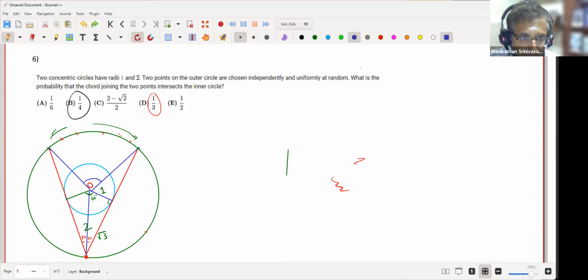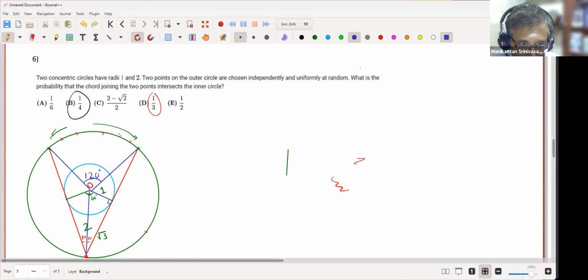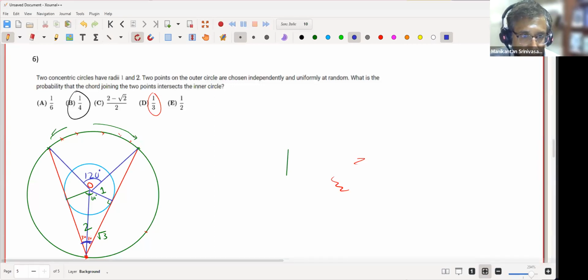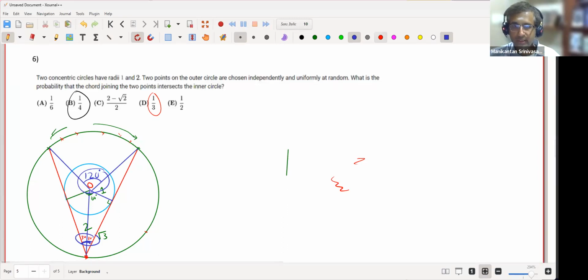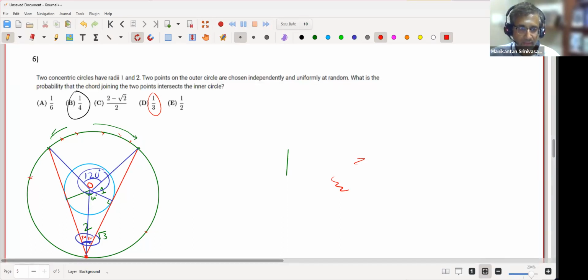This angle will be 120. Why? Because it's double of this angle, which is 60. So ignore the other, just focus on this one. This is 60 degrees, and therefore this angle will be double of that, 120 degrees. Agreed? So we have flexibility of choosing the second point anywhere in the 360 degrees, right?